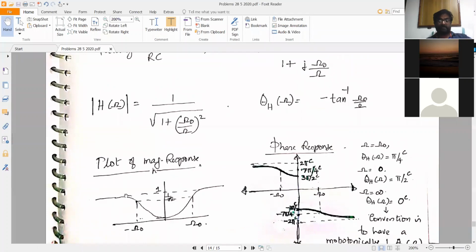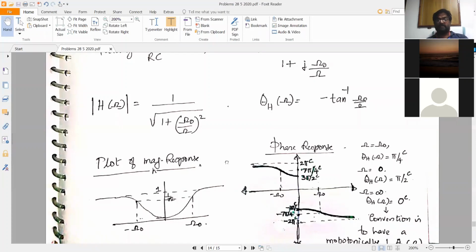If we plot the magnitude response, it's like this. The peak value is equal to 1, and the value at omega equal to 0 is equal to 0. And the value at omega equal to omega 0 is equal to 1 by root 2. So these are the half power points or the 3 dB bandwidth points, because if you take the gain in the decibel scale, then this would be 3 decibels down from the maximum value. The maximum value being 0 dB, because the logarithm of 1 is equal to 0. The gain would be 3 dB down from the peak value.